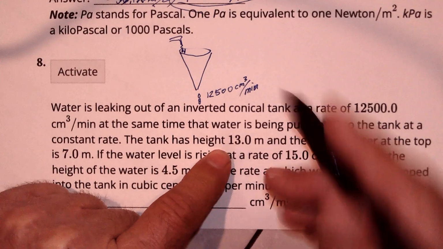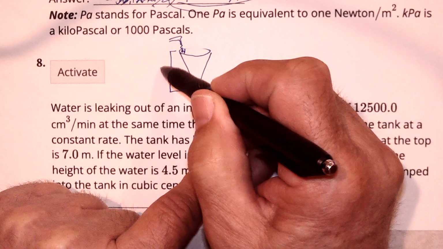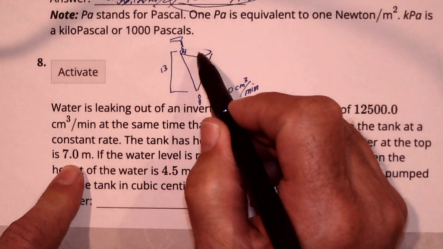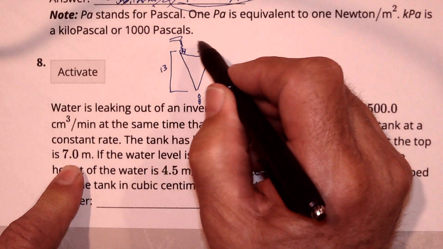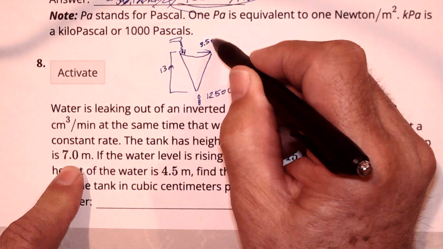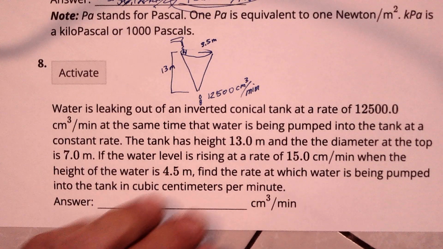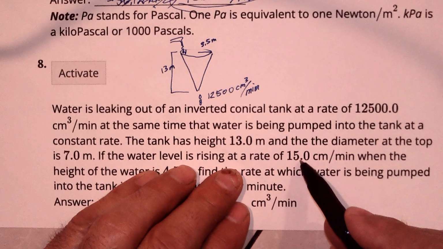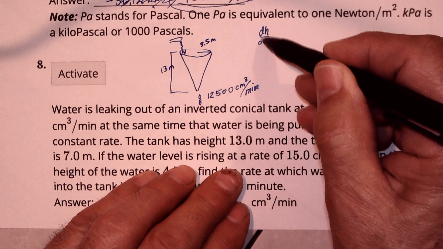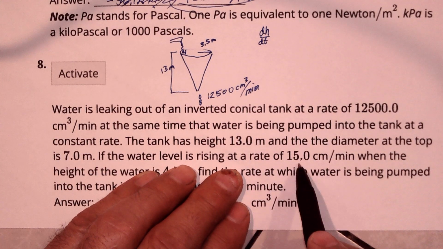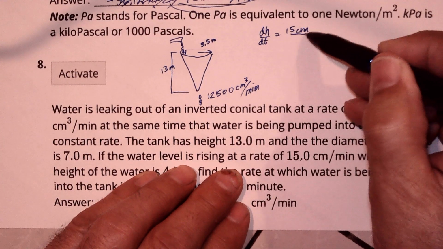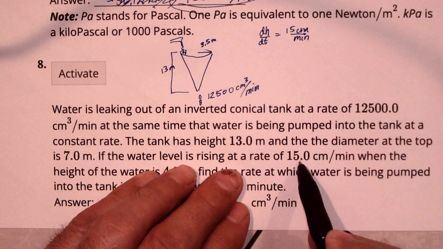The tank has a height of 13. It has a diameter at the top of 7, so the radius of the top is half of 7, 3.5, and these are both in meters. If the water level is rising, so the change in height with respect to time is rising at 15 centimeters per minute. Notice I was watching the units again.